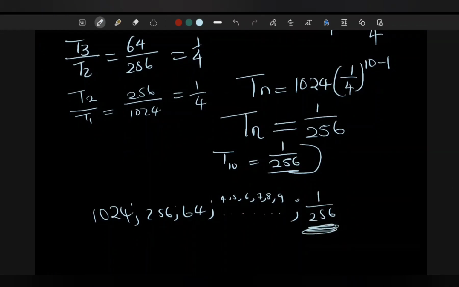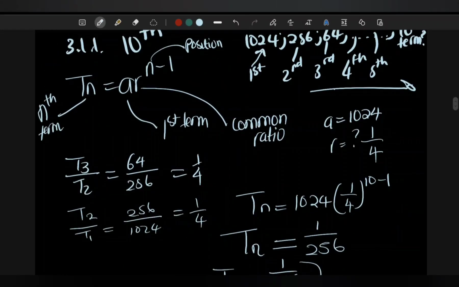1/256 rather. So this is what they were looking for in that question. You see that this was very straightforward. That's why it's 2 marks. So don't spend the whole year there.